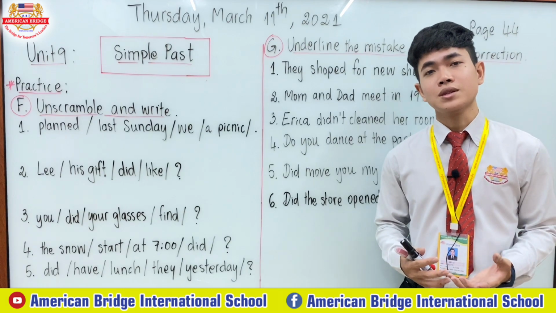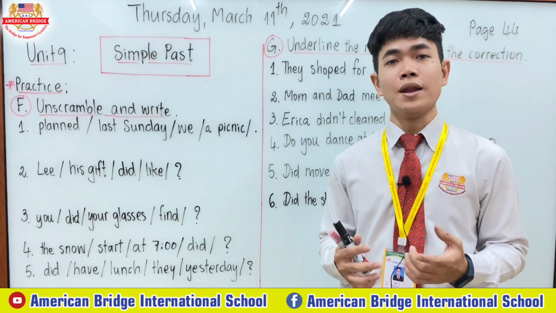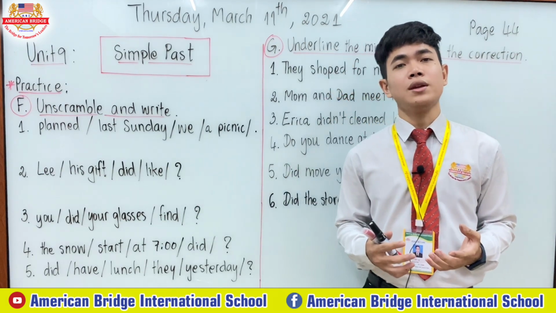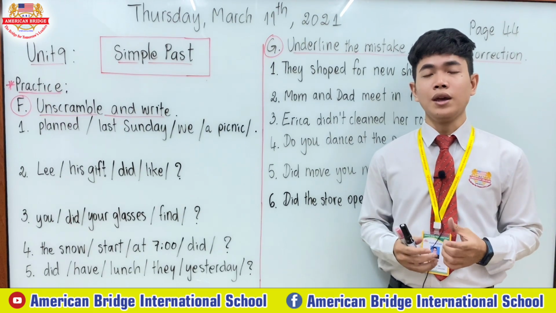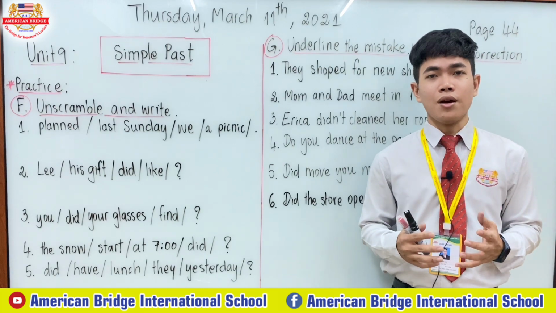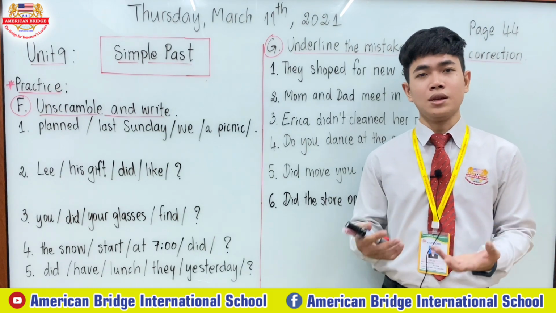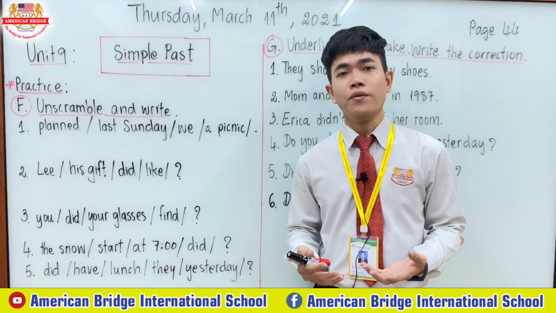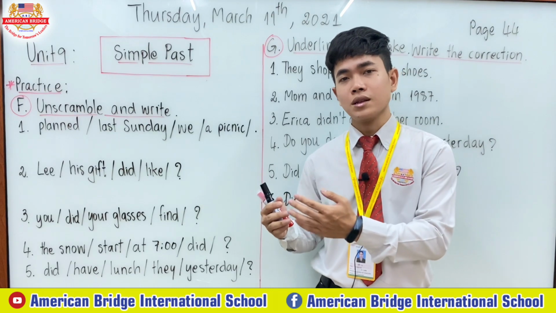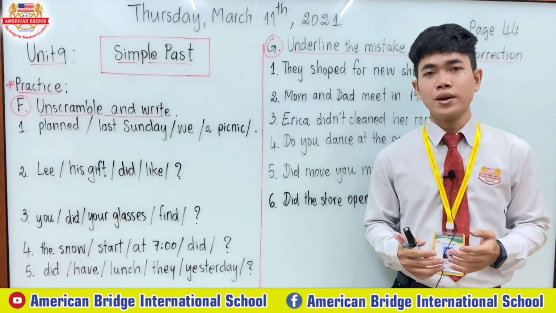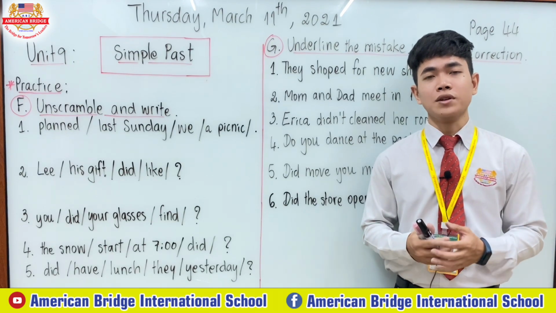How can you form these? For the positive form, we form it with subject plus verb 2 plus the object. And how about the negative form? For the negative form, we just add did not, okay? So it's subject plus did not plus verb 1 plus the object. And how about the last form, the question form? In the question form, we need to place the word did in front of the sentence, like did plus subject plus verb 1 plus object and the question mark. So here are the forms in our simple past.